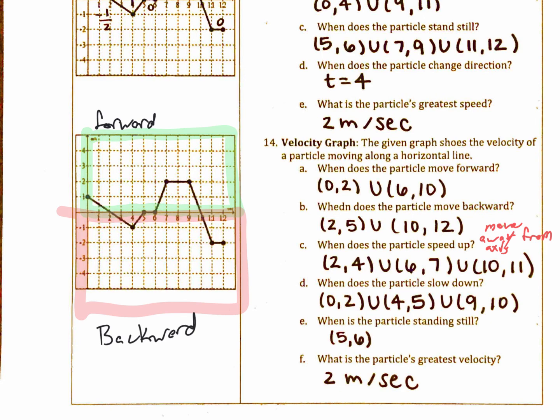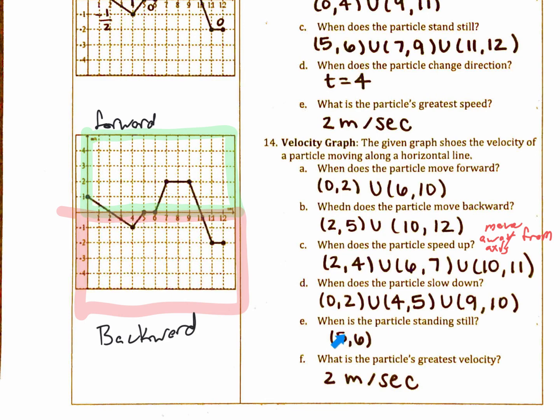When does the particle slow down? That means when does our velocity go back towards the axis? So it goes towards the axis from 4 to 5 here. Goes towards the axis from 0 to 2 here. And then again from 9 to 10 here.